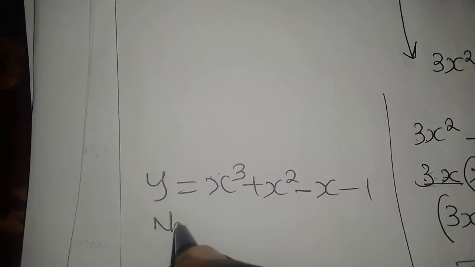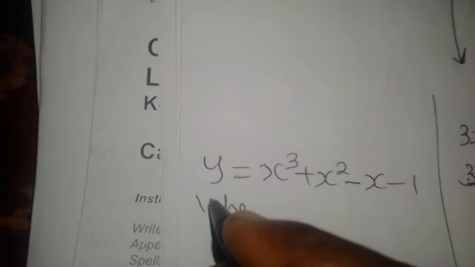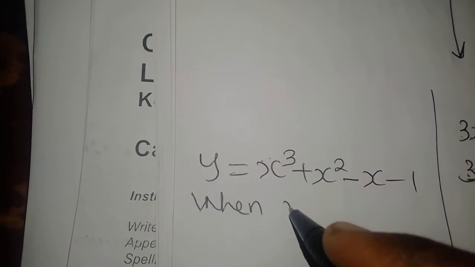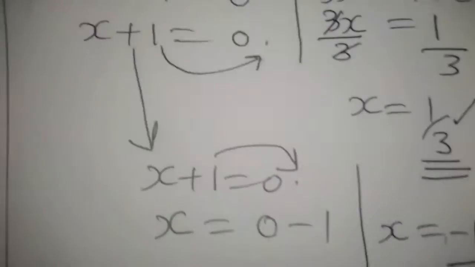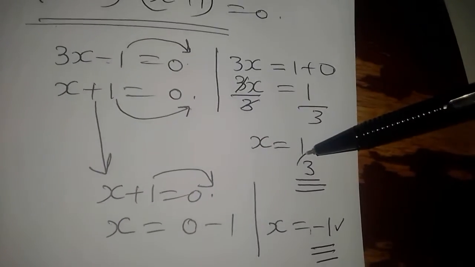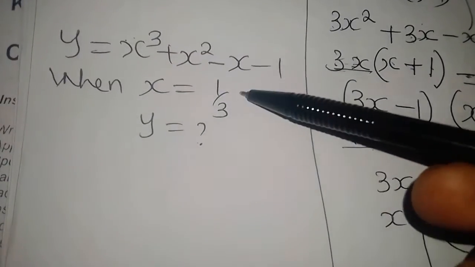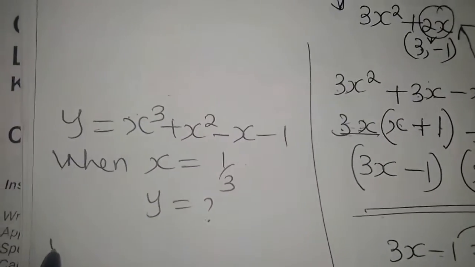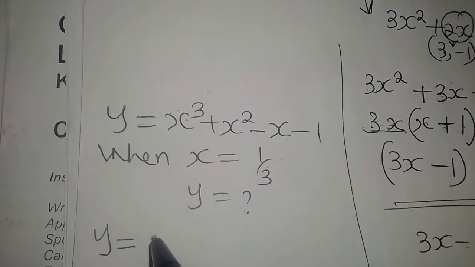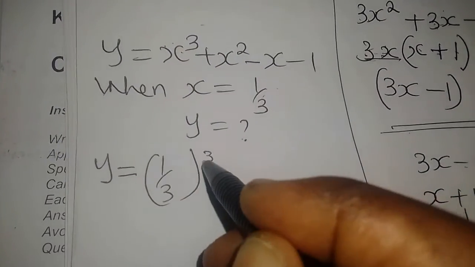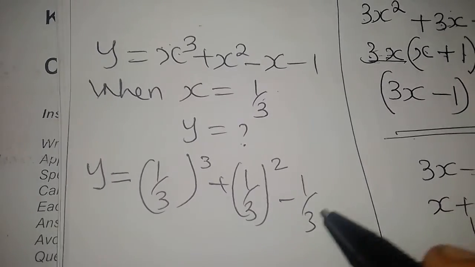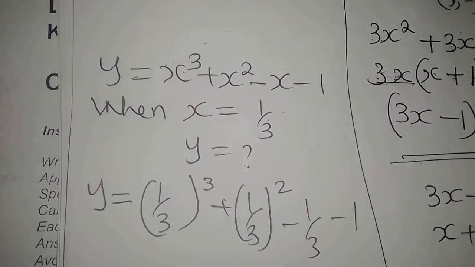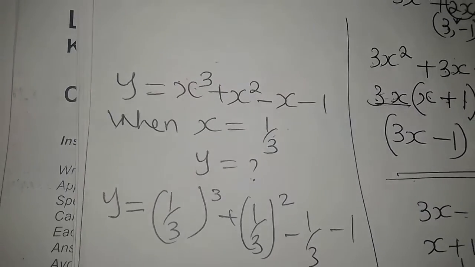Now, when x is a third, what is y? Where is that a third? It is here. I think we got it. When x is a third, what will be the value of y? Good. So I'll just replace here. So I'll say y is equal to, x is a third, so a third cubed, then plus a third squared, then minus a third, then minus 1. Okay, I'll have to use my calculator to arrive at the answer.